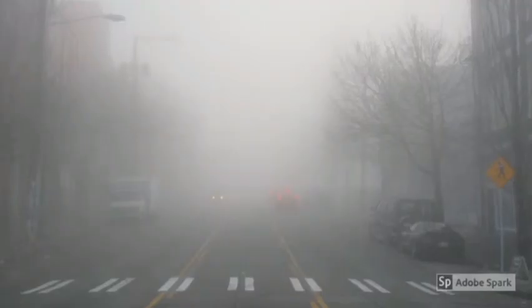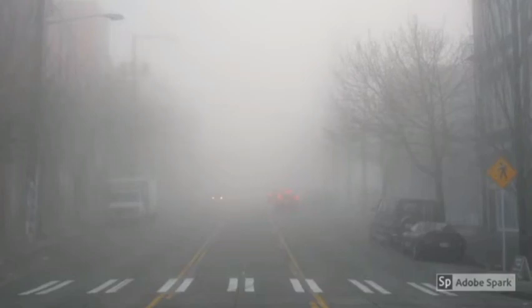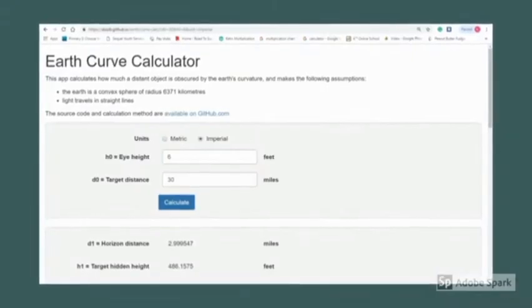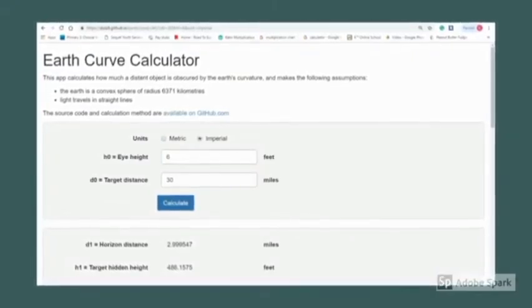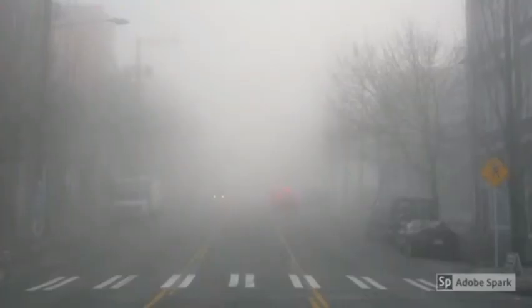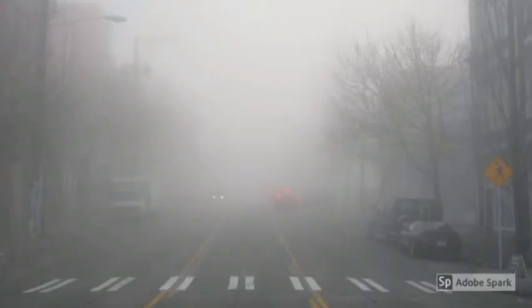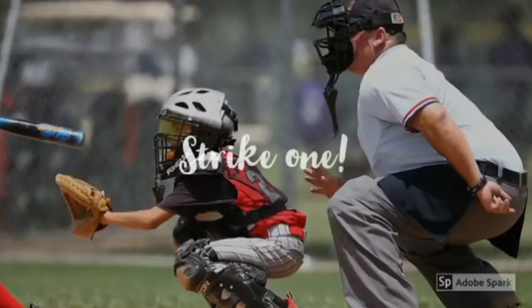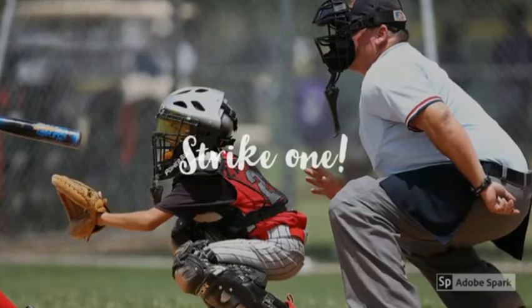Now, how far away do you think that horizon looks to you? Definitely not as far as that ocean view I saw on the other page. According to this, that horizon line should be 2.999, about 3 miles away. That horizon is not 3 miles away. And you can't tell me that those cars over there are hidden because of the curvature of the Earth. Strike one for reflection.